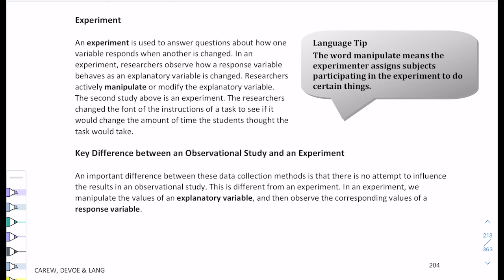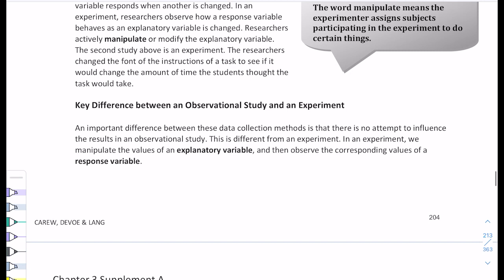And in experiments, it's always important to think about what it is that's being imposed or modified. So the key difference between an observational study and an experiment is that a treatment is randomly assigned. In observational studies, we're not assigning any treatments.